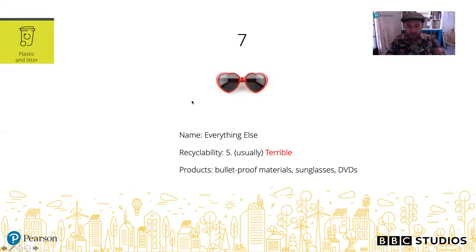The last one, of course, is number 7. Now, number 7, we don't really know. There can be all sorts of things. This is probably made out of number 7, sunglasses, DVDs. Usually they can't be recycled because we don't know exactly what they're made of. They're often a mixture of different plastics.